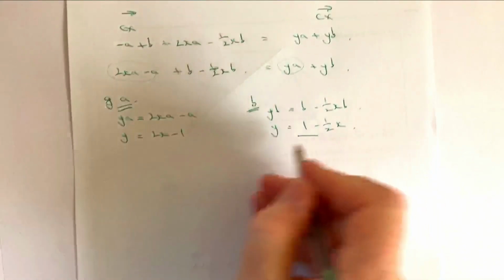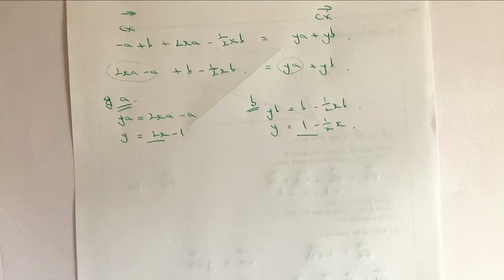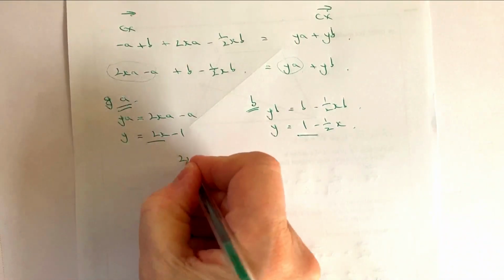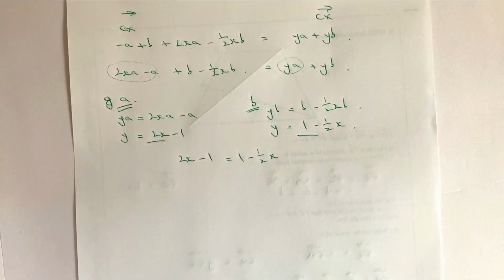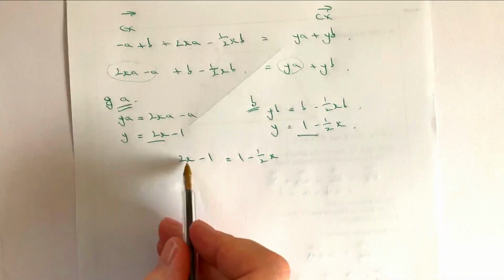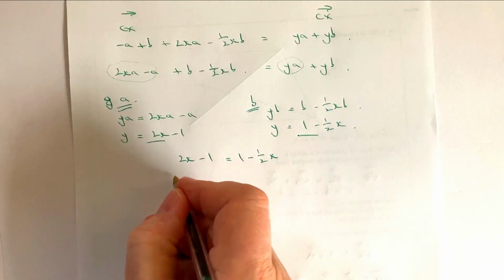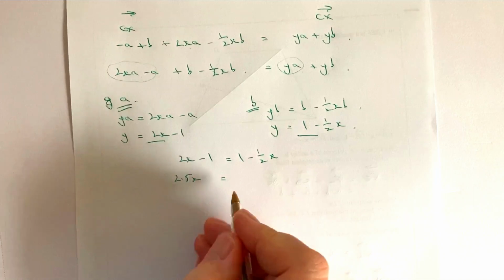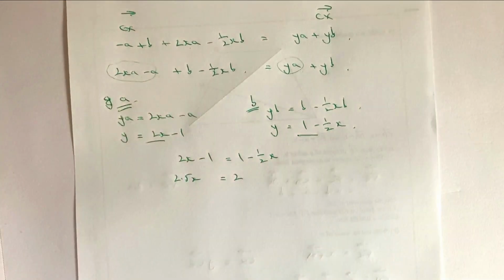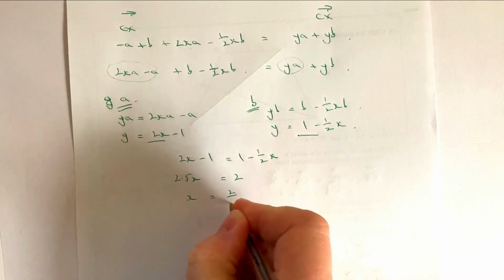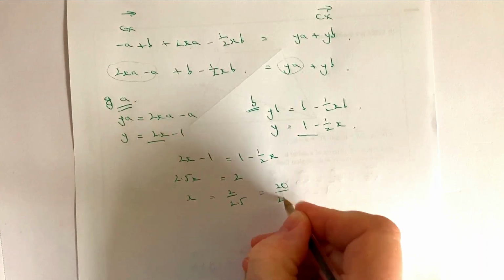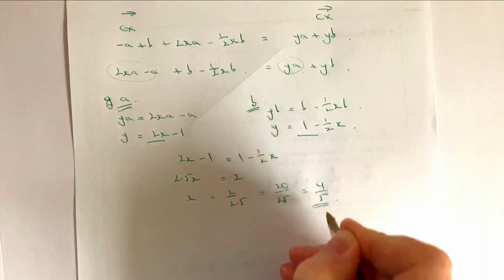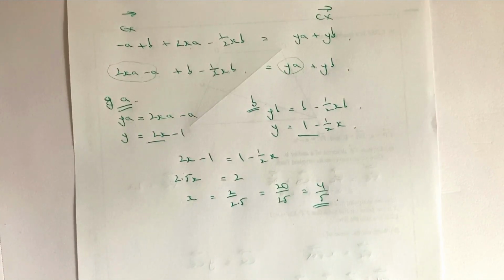Okay, so therefore I've got two values of y, which is brilliant because now what I can do is make those two equal to each other. So if I make 2x minus 1 equal to 1 minus a half of x, it's then really just a case of solving for x. So 2x plus a half x is going to be 2.5x, and that's going to equal 1 plus 1, which is 2. So therefore x equals 2 over 2.5. Not very pleasant, so I'm going to change that to 20 over 25, which will reduce to 4/5. Okay, excellent. So I've now finally got my value of x.